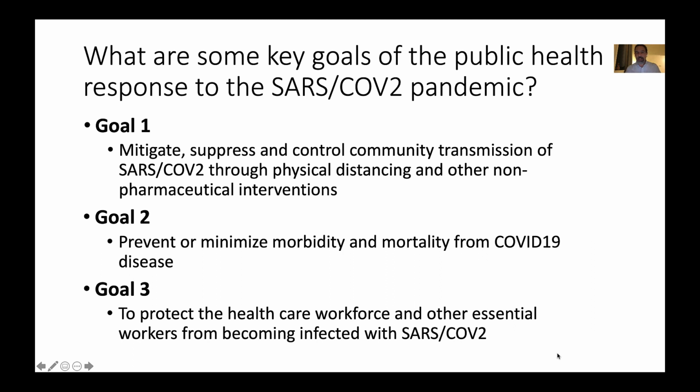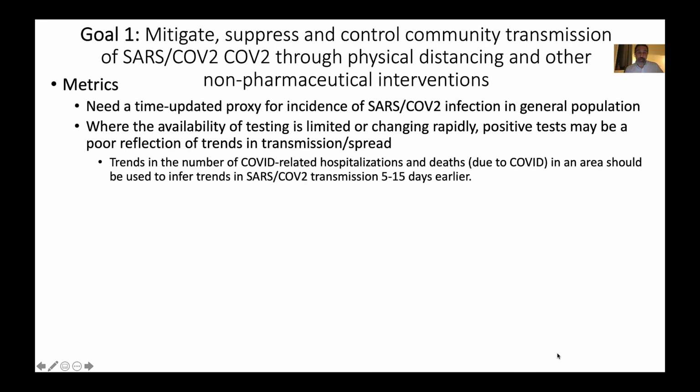And then we went through the process of thinking, okay, if these were the goals, what are some of the important metrics? And that would, of course, drive some of the surveillance goals that health departments might move forward. So thinking about this goal by goal, for community transmission, you really need a time-updated proxy for incidence of infection in the general population. It's not something you can measure, especially when there's a lot of asymptomatic infection, or people who are not sick enough that it drives them into the healthcare system where they can be tested.